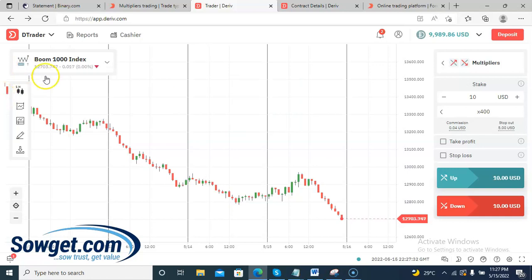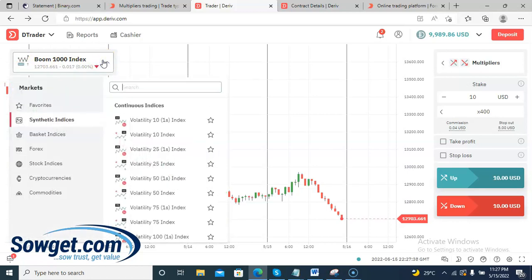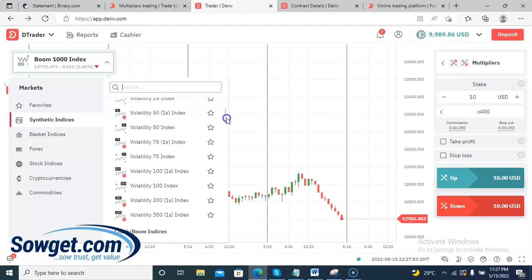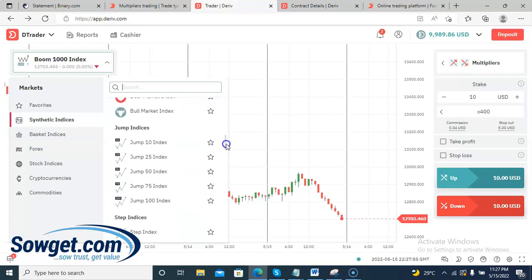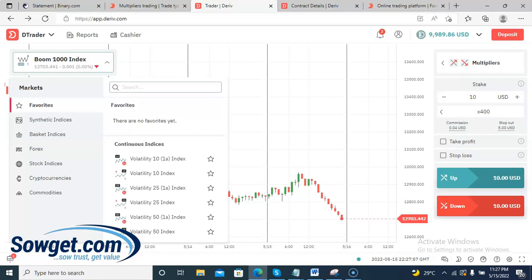If you want to know the markets, you just simply come to this portion here and click on it. You will see the various markets that you can use the multipliers on: synthetic indices, all the markets here, volatility. But there's a page on Deriv where you see, because some of the markets here won't allow you to use multipliers on them. So what you need to do is, there's a page on the home page, this portion here.